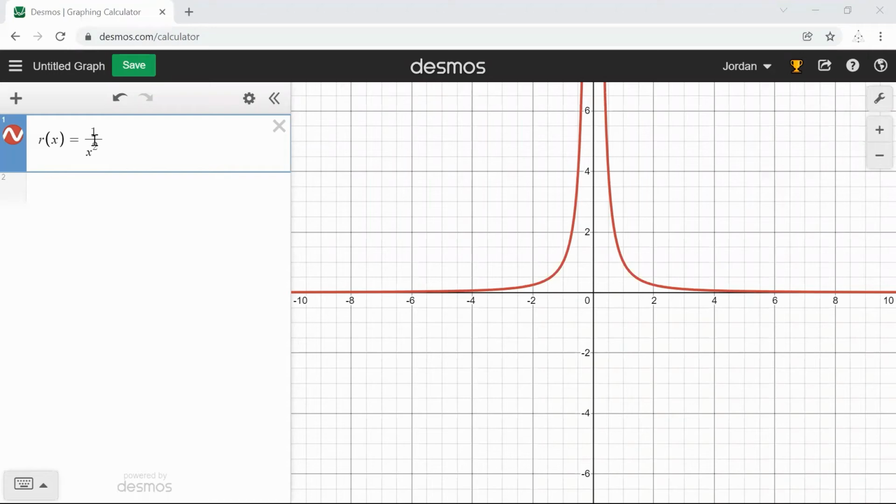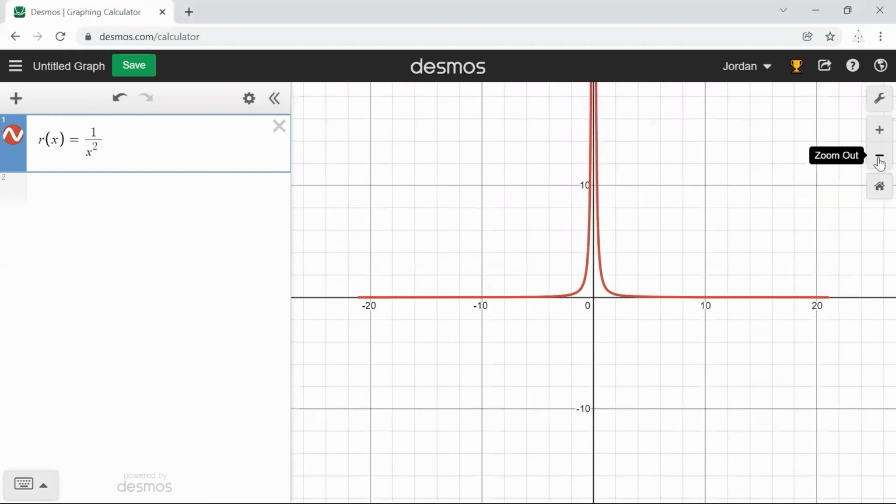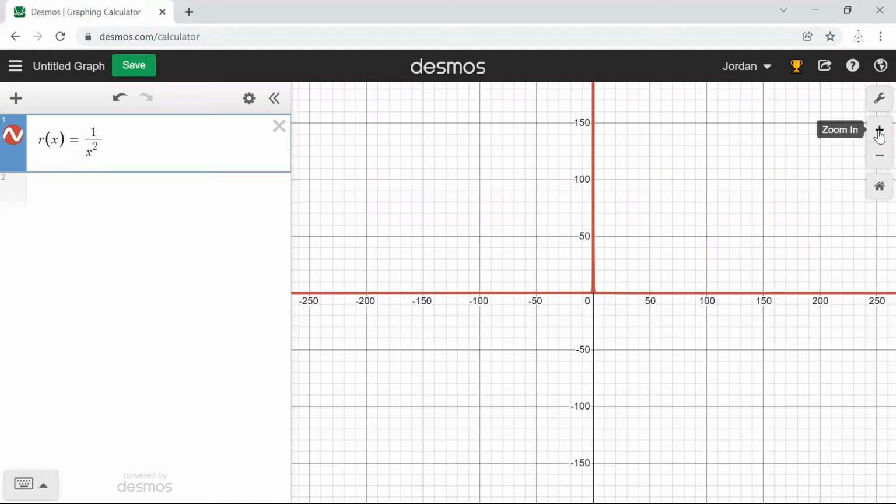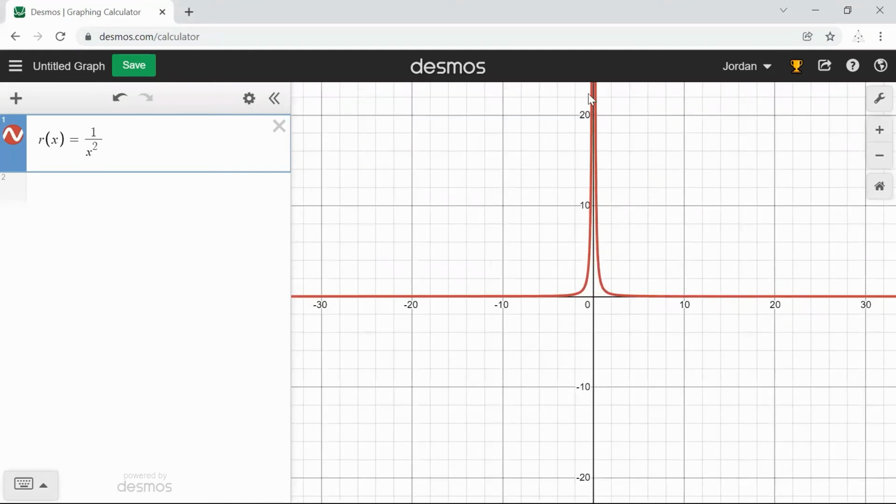I have graphed the function r of x equals 1 over x squared here. Notice at 0, both sides are shooting up towards infinity. So as x approaches 0, y approaches infinity. We get an asymptote there, but there's actually no maximum. Because the limit goes off to infinity, there's no maximum possible. So it kind of looks like we should have a maximum, but we never actually connect because it shoots off to infinity.